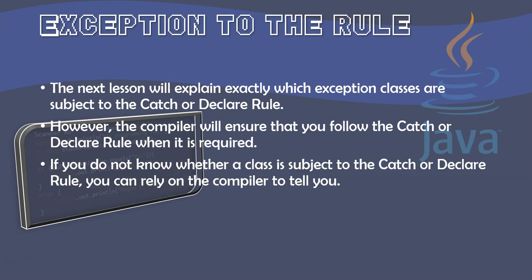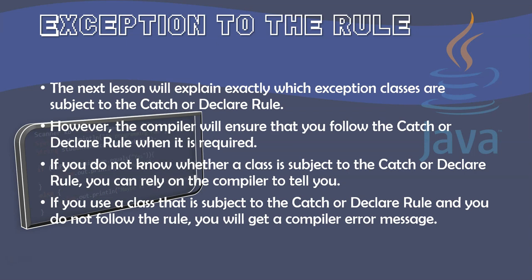If you don't know whether a class is subject to the catch or declare rule, you can rely on the compiler, because the compiler will tell you, hey, this is required. You need to make sure this is implemented within your program. If you use a class that is subject to the catch or declare rule and you don't follow the rule, you're going to get a compiler error message. So again, a great way for us to know whether or not we're following this rule.